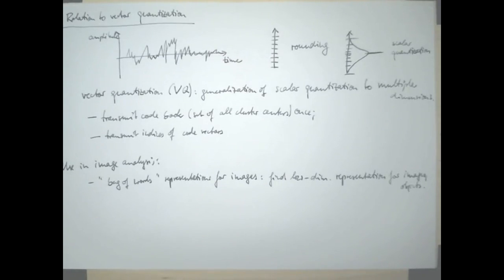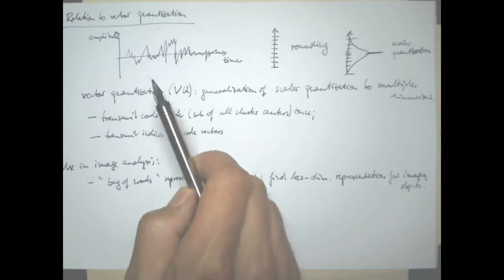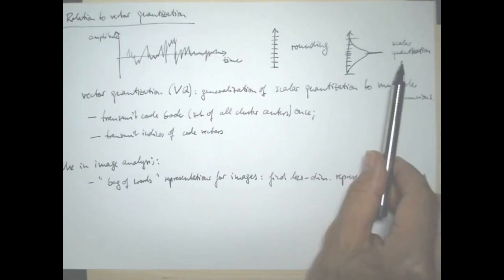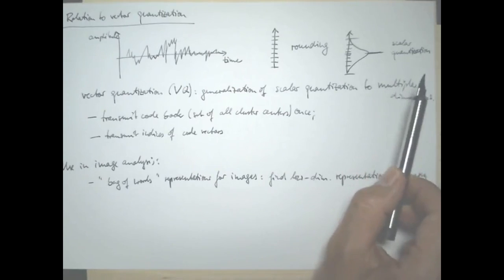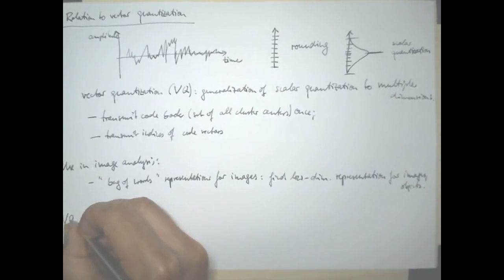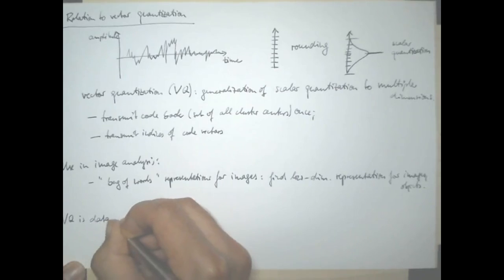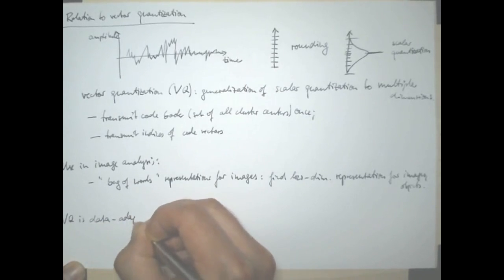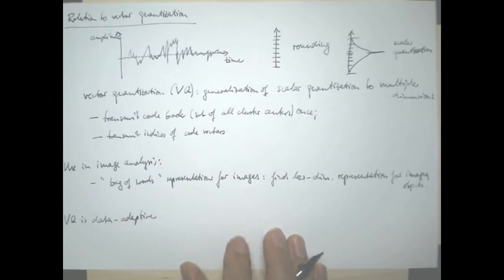And by the way, there is another school of compression. So the point here is that to optimize your code book, you need a sample. So vector quantization is data adaptive. You need, let's say, for phone calls, representative examples of people speaking in order to find a good code book.